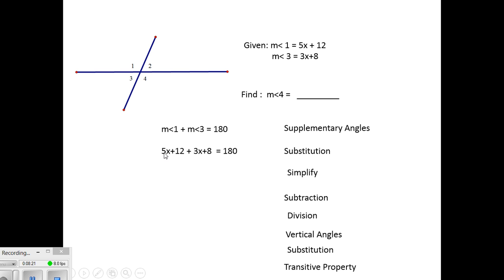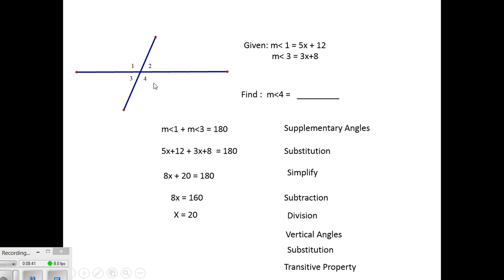We're going to simplify, which, as you should be able to determine, is going to give us 8x plus 20. We're going to subtract the 20 from both sides. 8x equals 160. Going to divide. X equals 20.